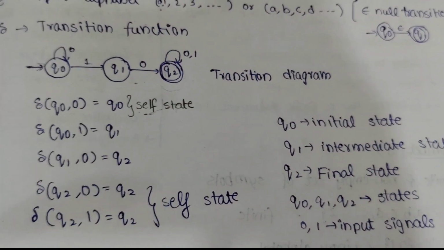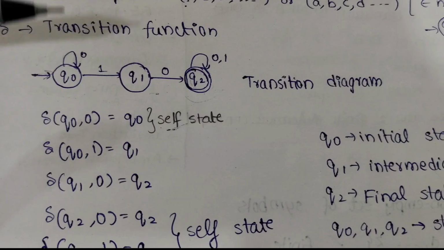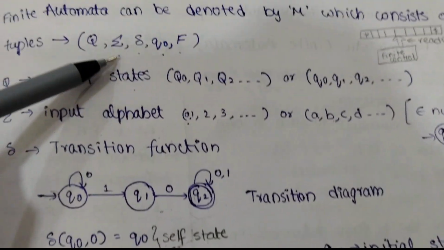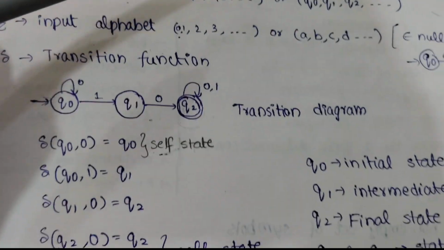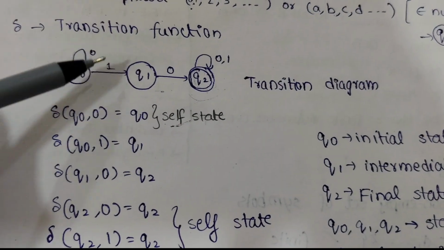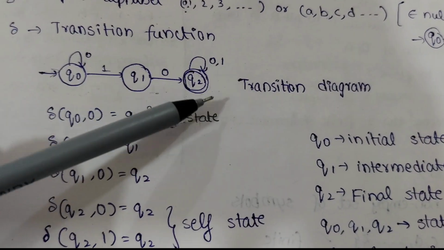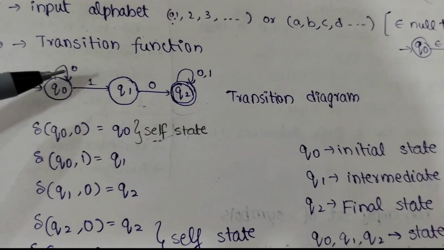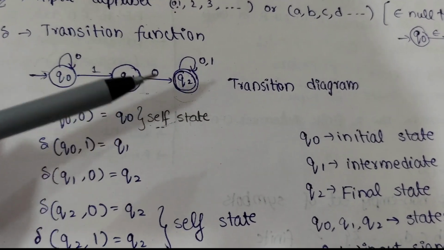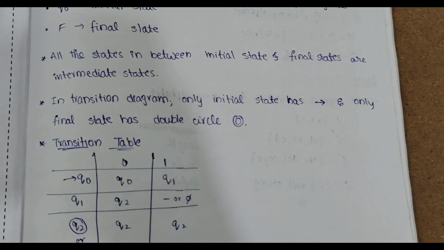One more thing, here Q0 is the initial state, Q2 is the final state. Here Q0 means initial state and F means final state. Also, all the states in between the initial state and the final state are known as intermediate states.